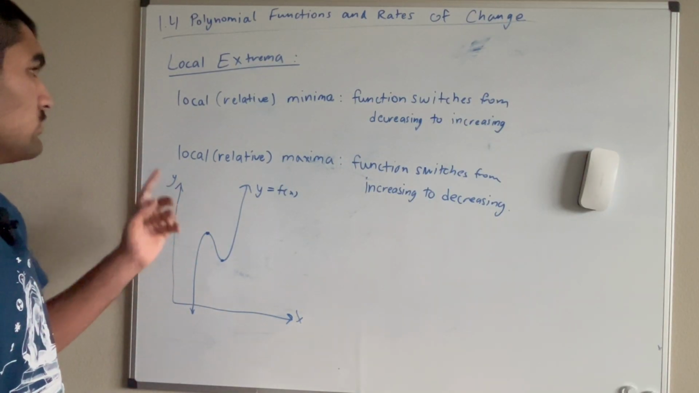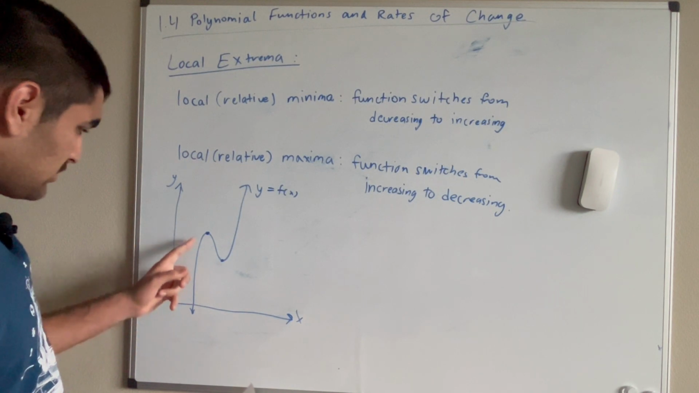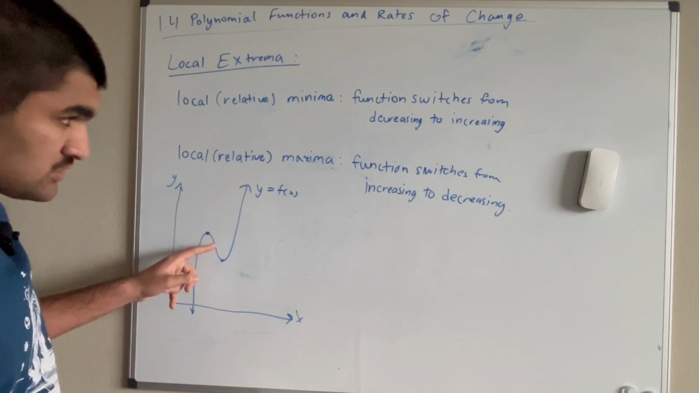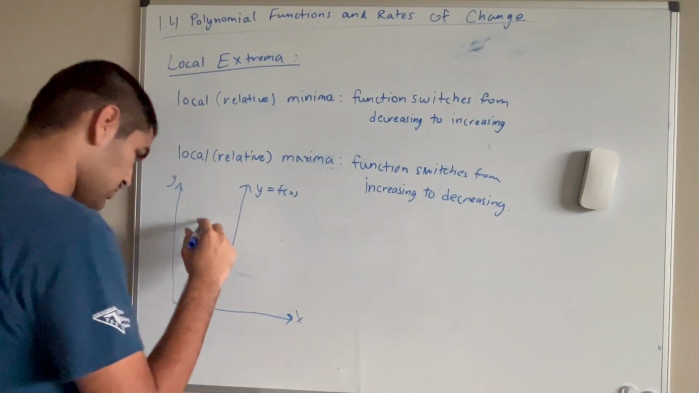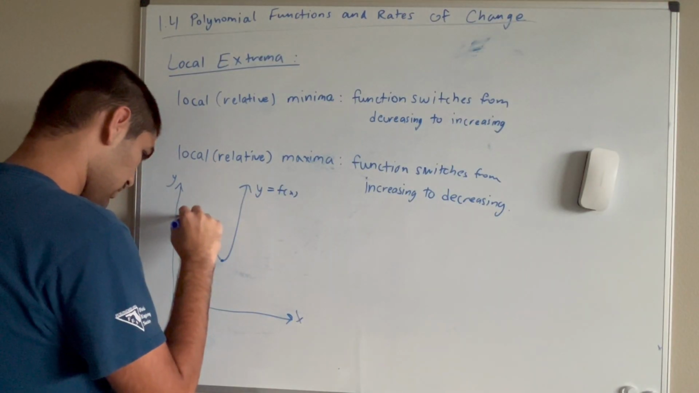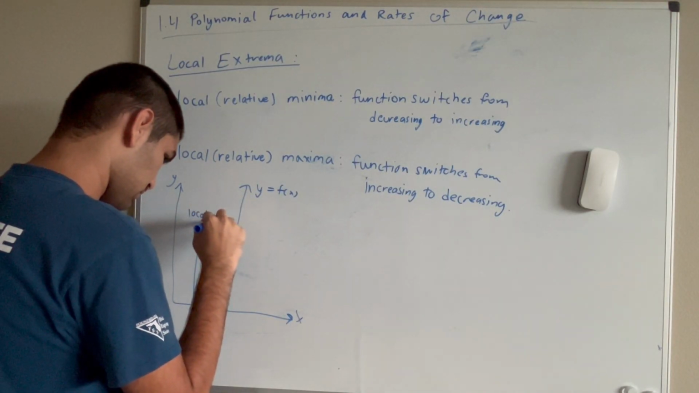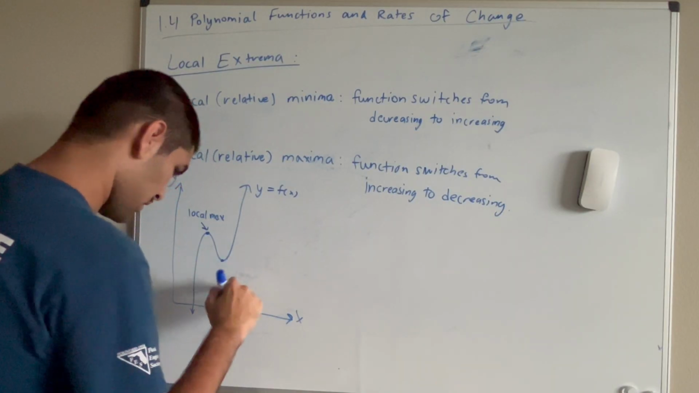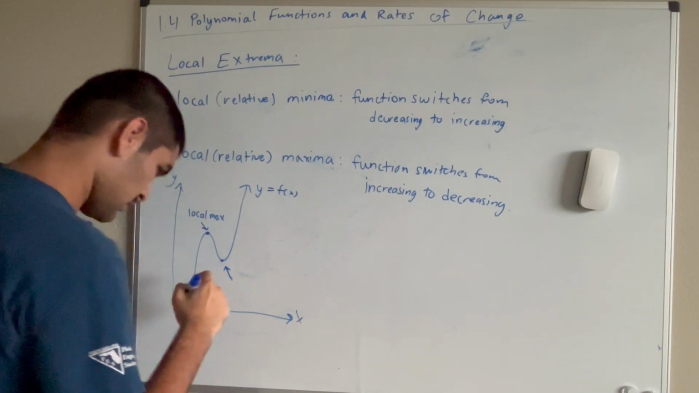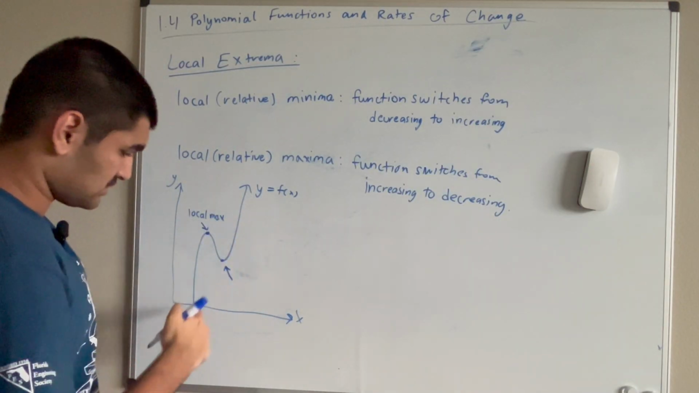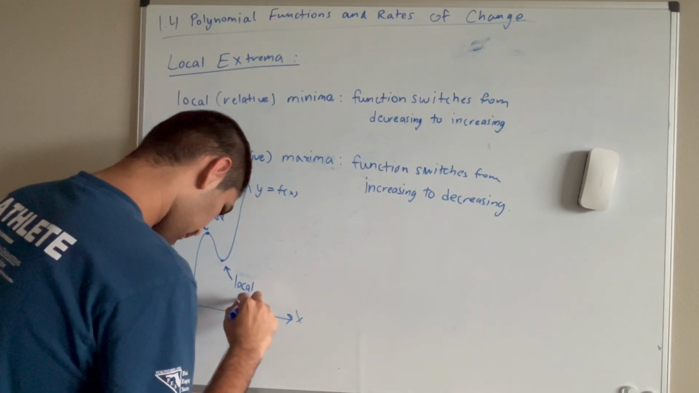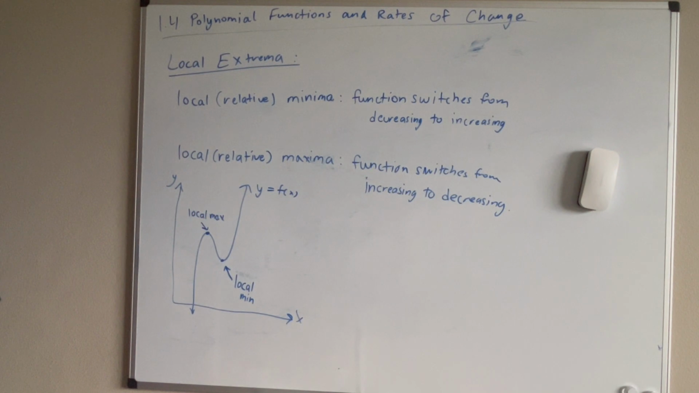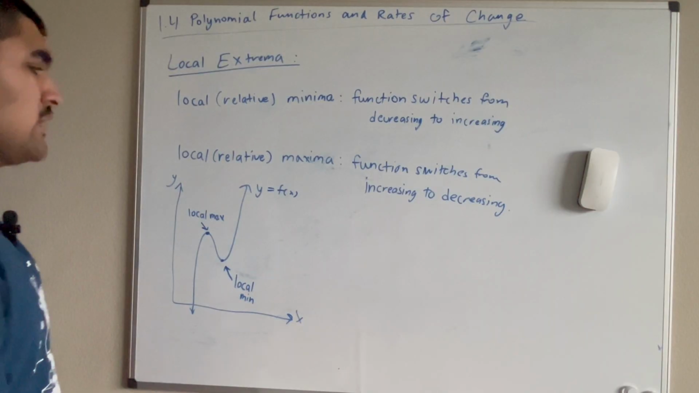of local extrema. So from this point, you can notice that the function goes from increasing to decreasing. So that matches the definition for local maxima. So therefore, this is also a local maxima. So this is just local max. And then at this point right here, the function switches from decreasing to increasing. And so this is a local minimum. Local min. Okay. And that's really all you have to know about local extrema.